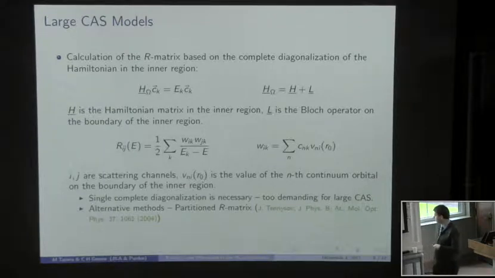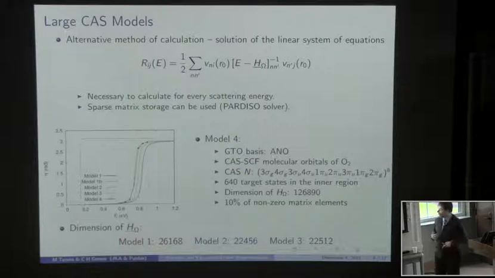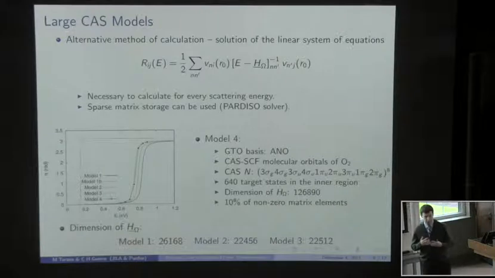It was introduced in this work, and it is used these days. The method I tested, and the method we are dealing with, is based on the solution of the linear system of equations instead of diagonalizing the Hamiltonian. Of course, we lose the advantage of performing this step only once. So we really have to solve the system of equations for each energy, for each scattering energy of interest.